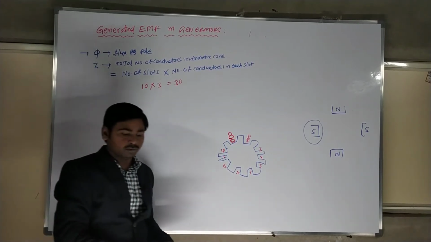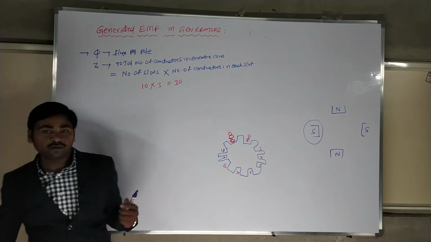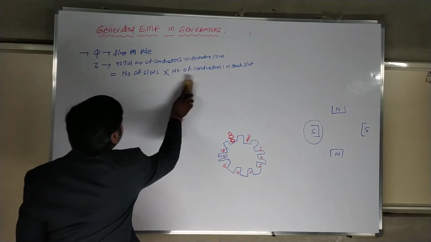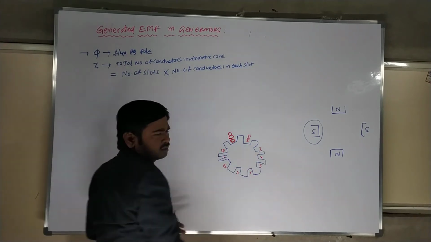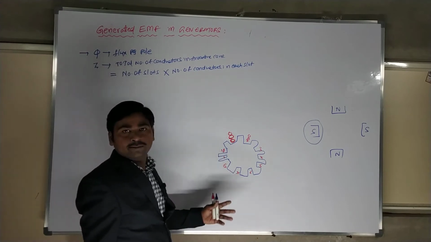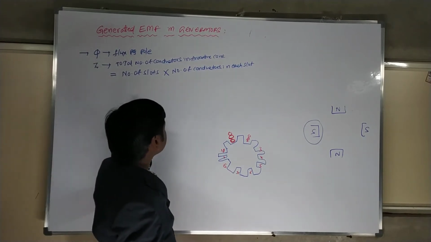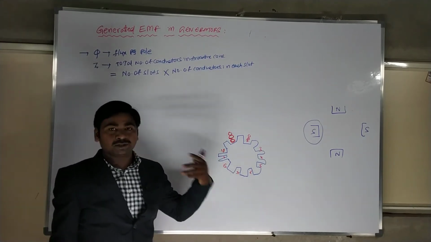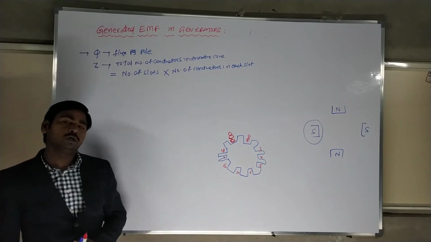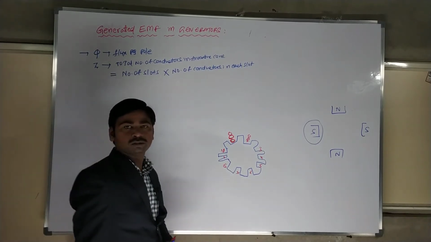I think this is clear. You have to understand it very clearly. Sometimes they will give the total number of conductors, including all. Sometimes they will give the number of slots and the number of conductors in each slot. You should be ready to do the questions in the examination in such a way. It's very clear.